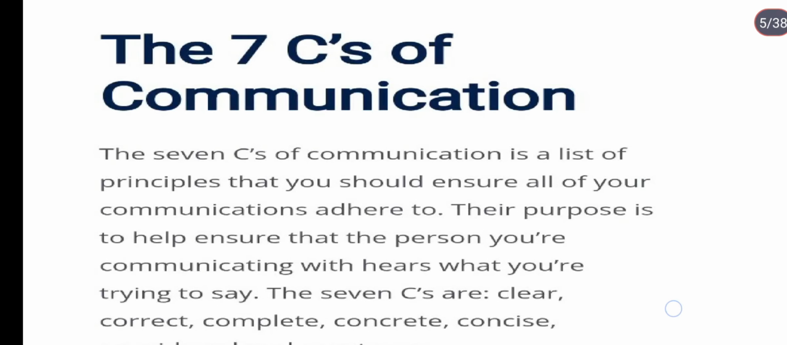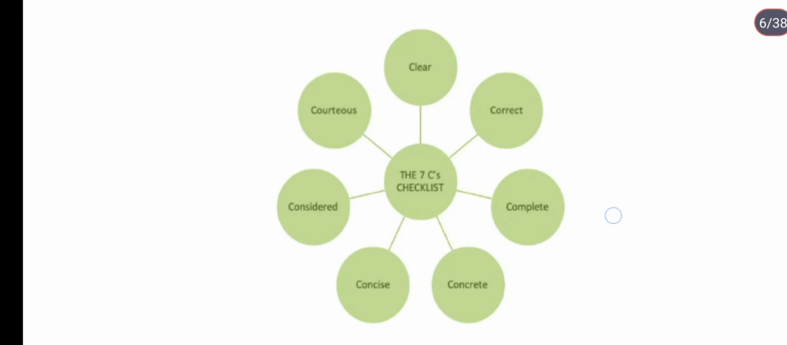Then we see the seven C's of communication. The seven C's of communication is a list of principles that you should follow to ensure effective communication. The purpose is to help ensure that the person you are communicating with hears what you are trying to say. The seven C's are: clear, correct, complete, concrete, concise, considerate, and courteous.